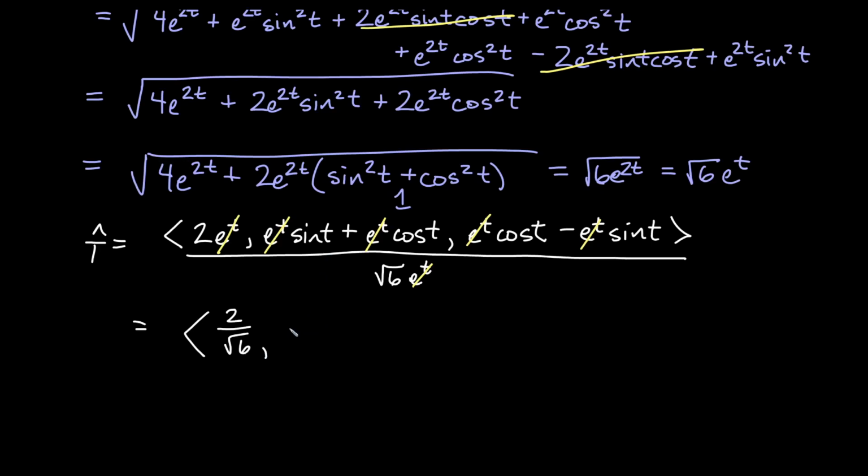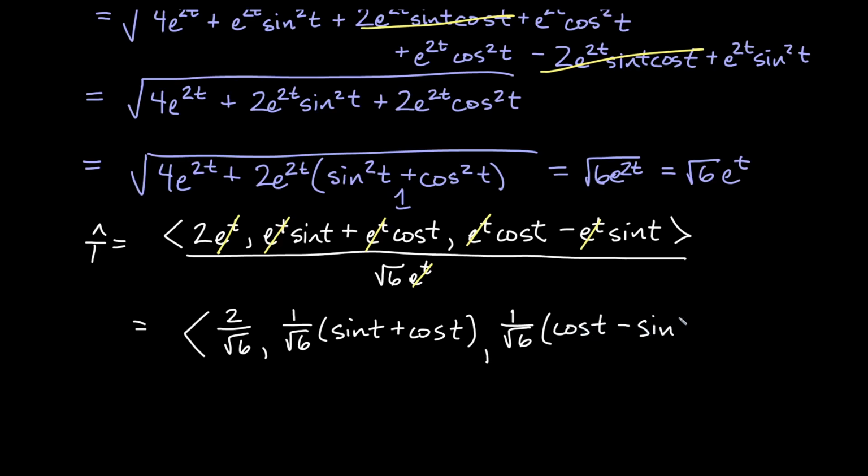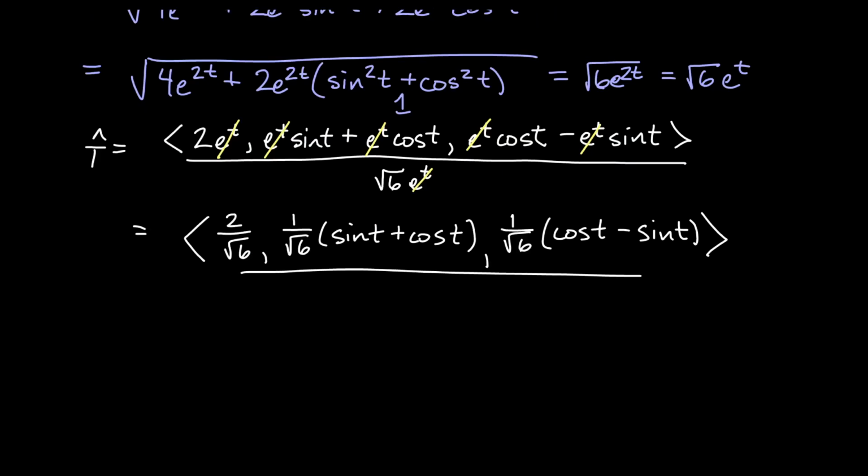And then here we actually get 1 over root 6 times sine of t plus cosine of t for our second component. For our third component, we get 1 over root 6 times cosine of t minus sine of t. Okay, so that is our unit tangent vector. We have one of them. Now we also need the principal unit normal vector.